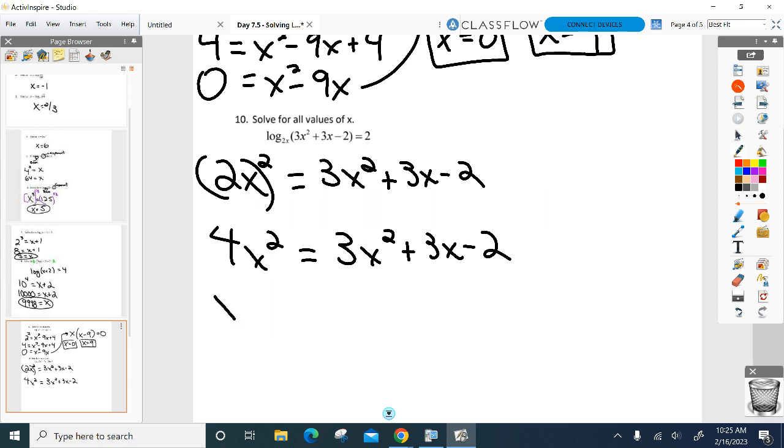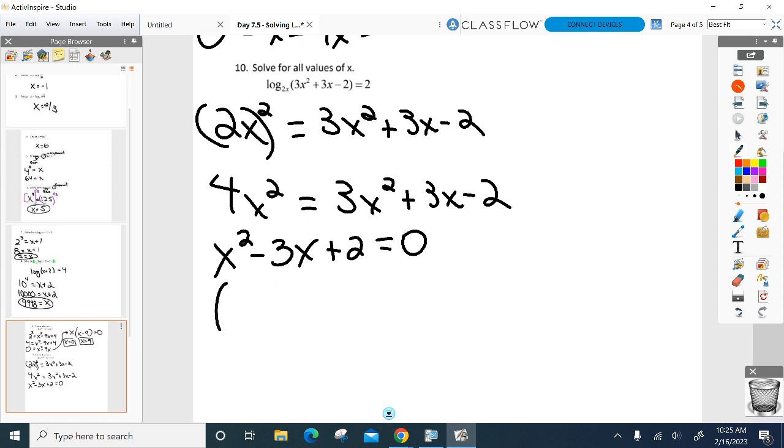So I move it over, I get x squared. Move the 3x over, I get negative 3x, and move the 2 over, I get positive 2. And now hopefully you guys are good with factoring this now. I'll give you a second, play around, find those 2 magic numbers.